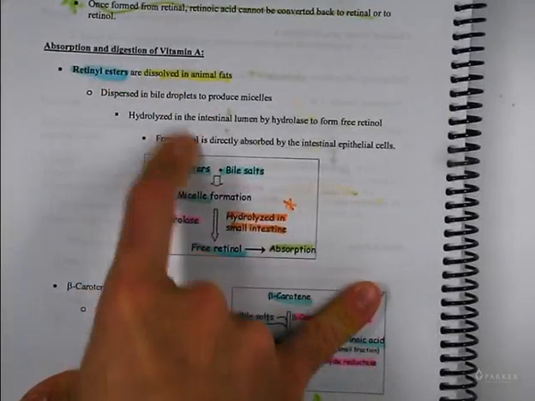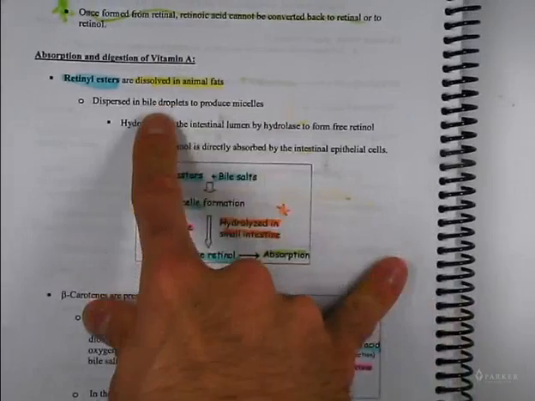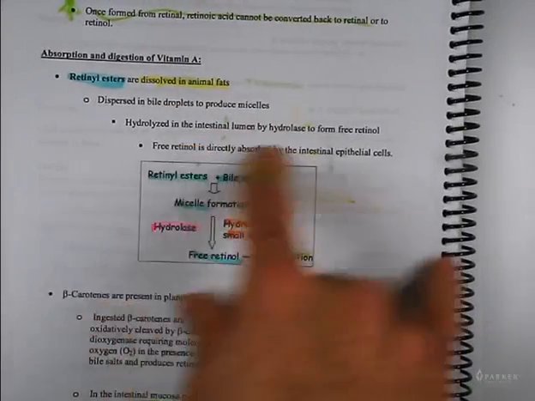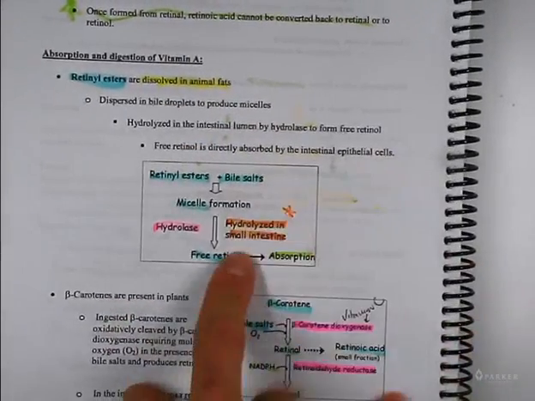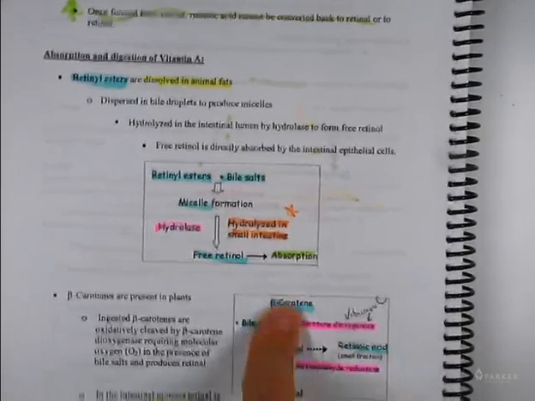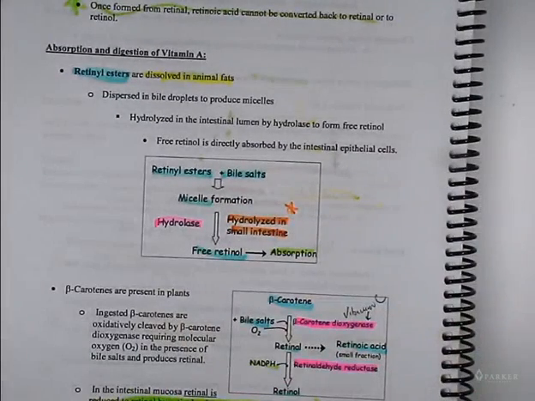Retinol esters are dissolved in animal fats. They're dispersed in bile to produce micelles, hydrolyzed in the intestines, absorbed. We get free retinol, it's absorbed. It goes to chylomicrons, it goes to the liver, et cetera. Normal fat absorption, just like everything else.